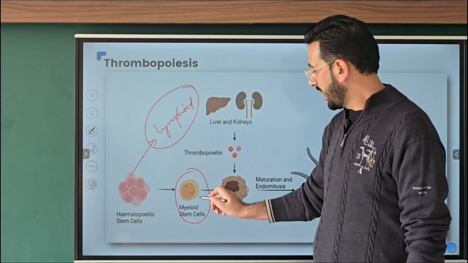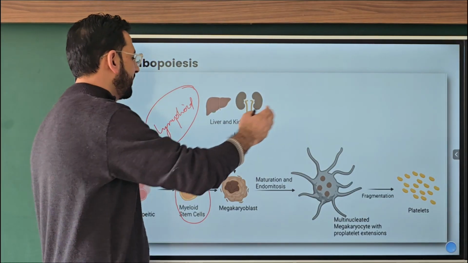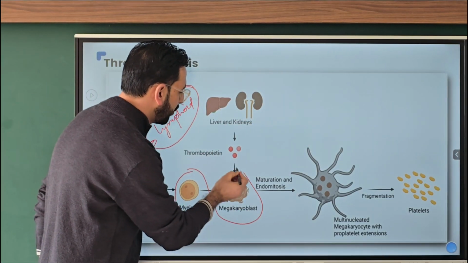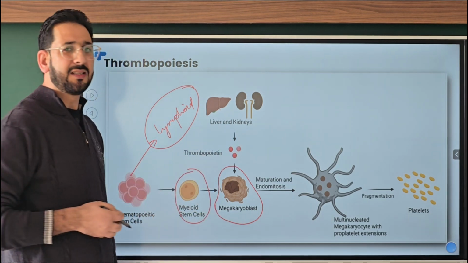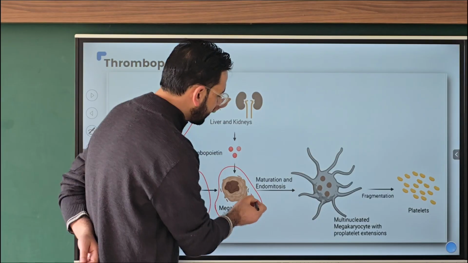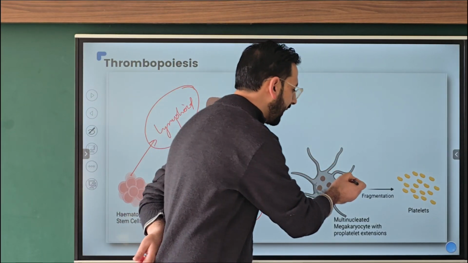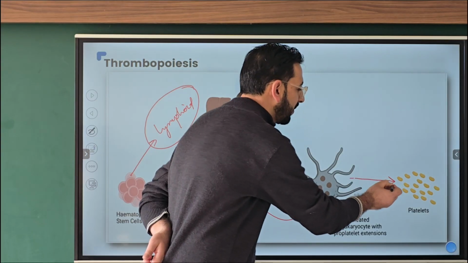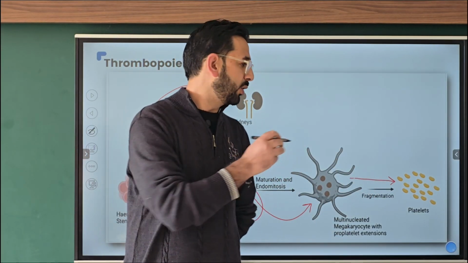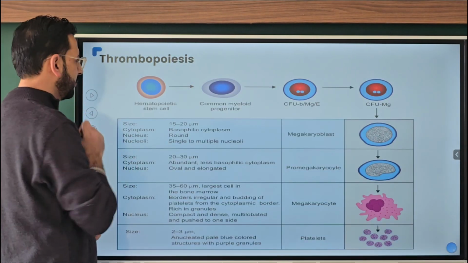Now, from the myeloid stem cell, after certain differentiation processes, we have something called the megakaryoblast. We will see this in detail in the next slide. The megakaryoblast will form the megakaryocyte, and from the megakaryocyte we have fragments budding off, and those are called platelets. Now let's talk about this in a little more detail.